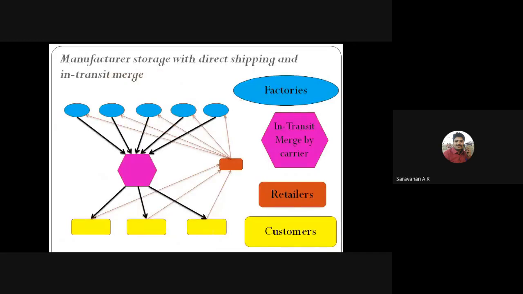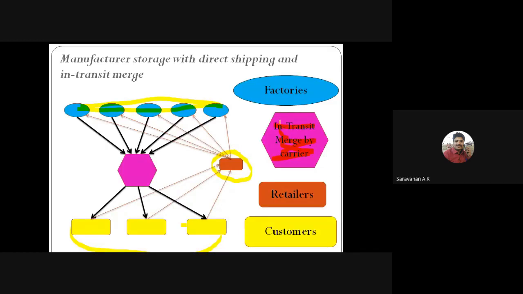Then the second one. See here, the number of manufacturers, that is the factories, and the customers and the retailers, and here one more term is there: in-transit merge. In-transit merge, right? It's very simple. You can see the different types of manufacturers here, and the different types of customers.